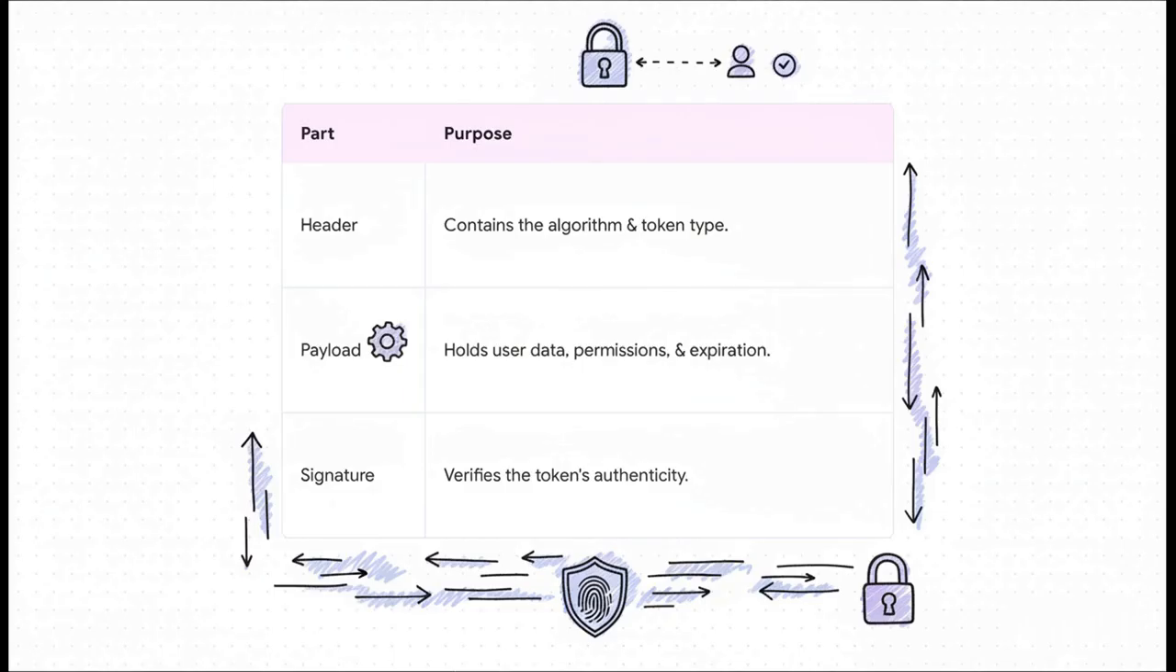A really common type of token you'll see is the JSON Web Token, or JWT. And it's not some magic black box, it's actually just a structured piece of data with three parts. You have the header, which just defines what it is. Then you have the payload.